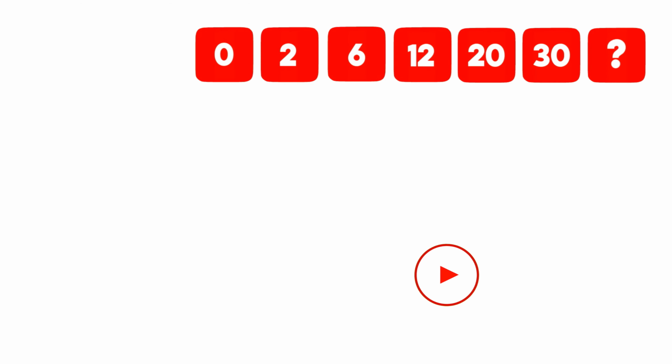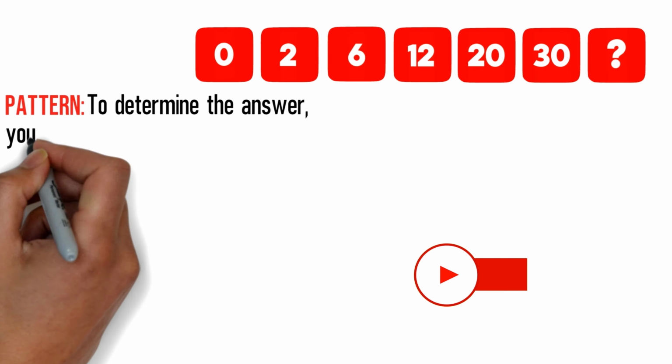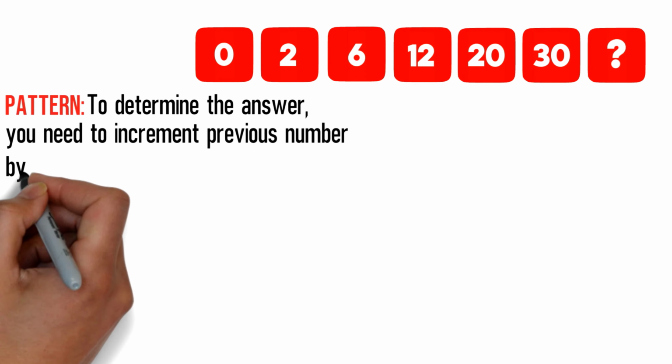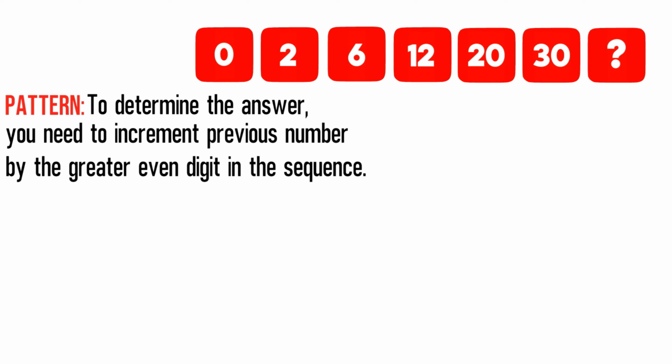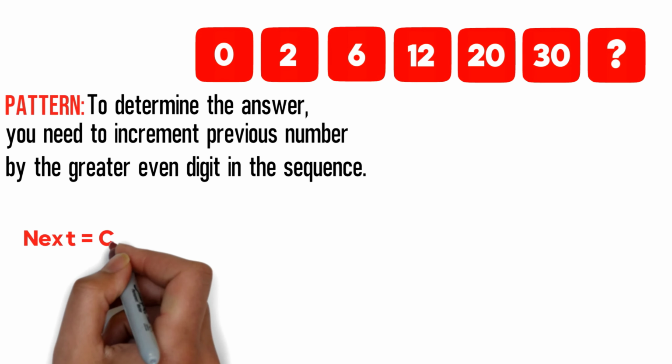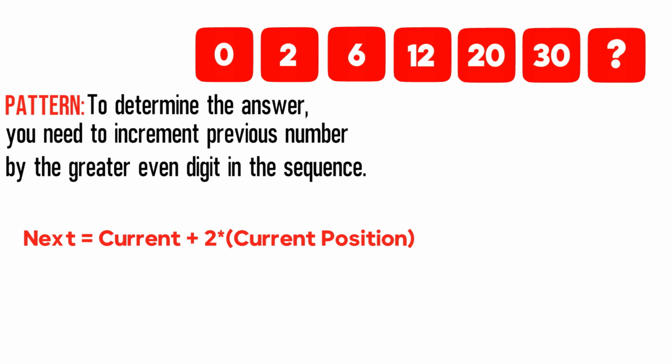As with any type of question, the key is to determine the pattern. To determine the answer in this particular case, you need to increment the previous number by the next greater even number in the sequence. You can even come up with the formula. In our case, the formula to determine the next number would be current number plus 2 multiplied by current position. Let's see how it works.